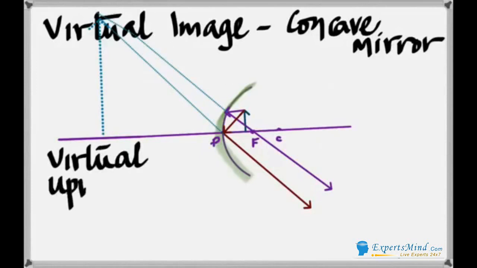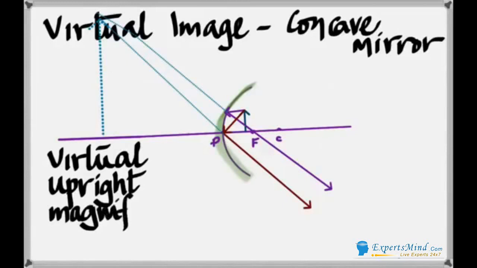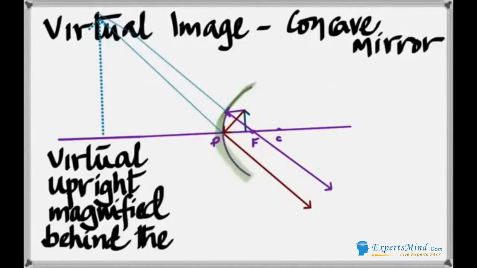All right, what are the properties of this image? Virtual. Now you know why it's virtual, because the reflected rays don't actually intersect. They appear to be coming from some point. It's upright, it is magnified, and it's behind the mirror. So if you're using a concave mirror to shave your face, do you want the image to be upright or inverted? And do you notice that this is the only time when a concave mirror produces an upright image?